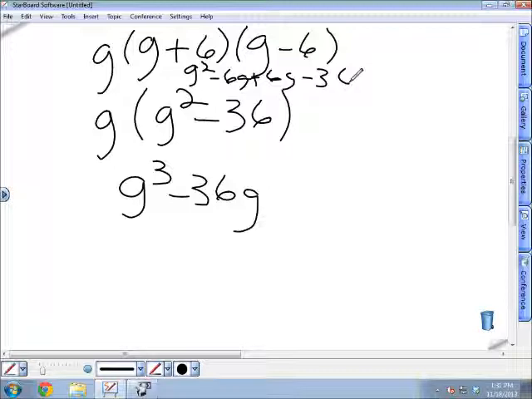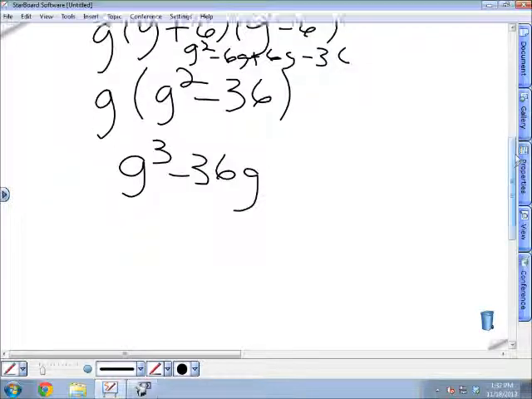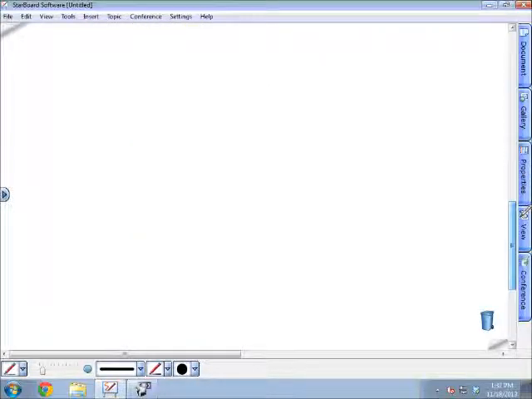So I think it's easier to do it this way. Whatever way you get the right answer, you get the right answer either way. I think it's easier to do it that way.